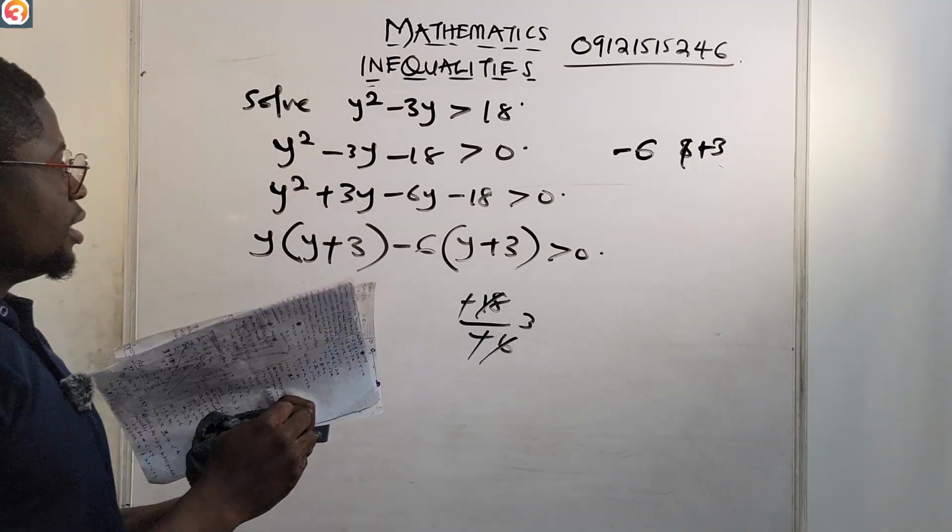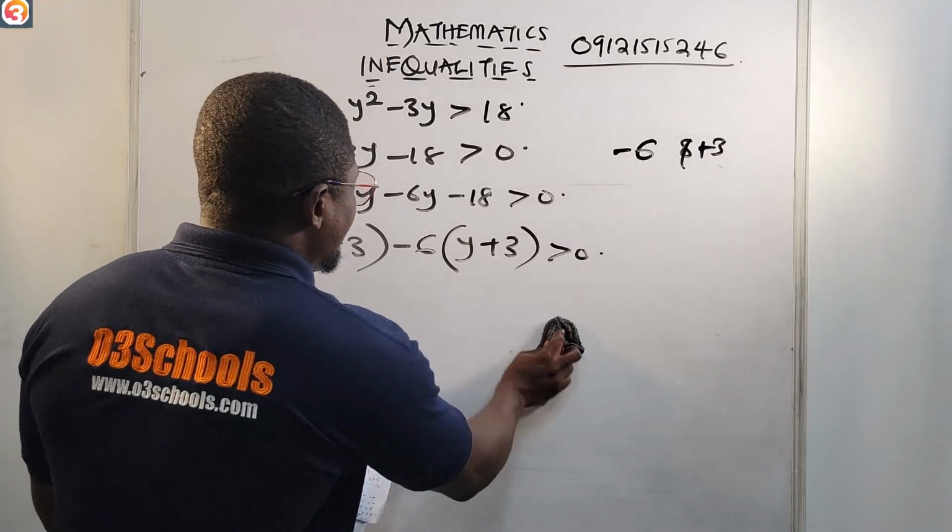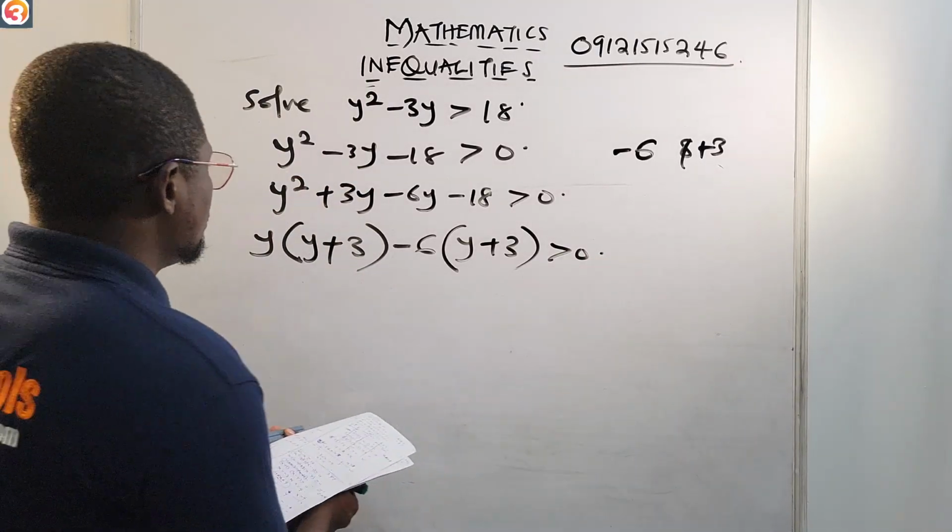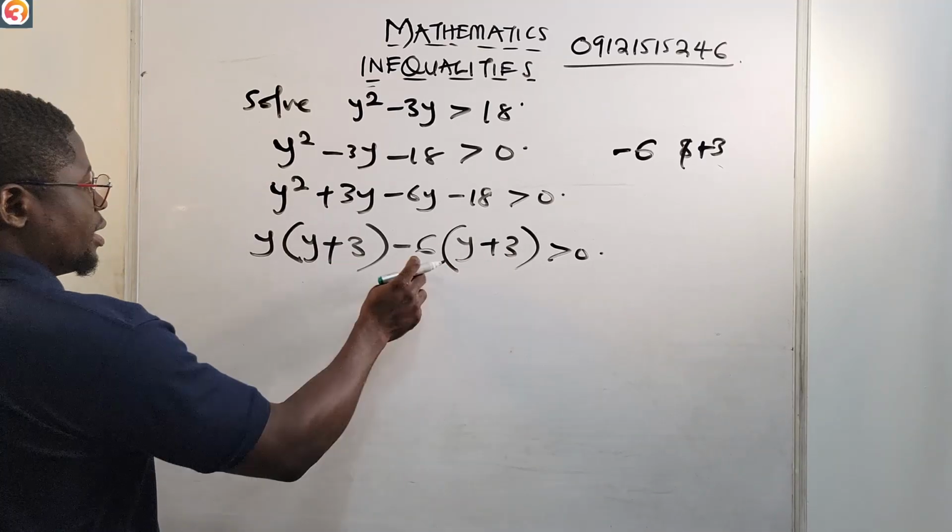Okay? So now, let us now find our final critical values. So you pick one of these boxes and take the one at the terms outside.